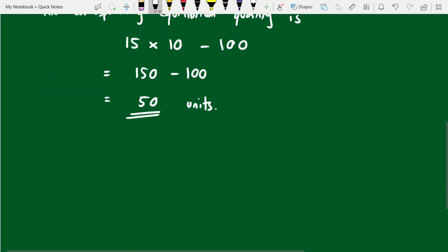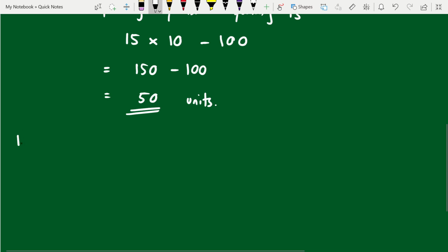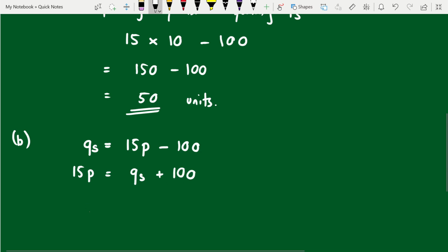Okay, part B. We're asked to rearrange the equations from above for P in terms of QS and P in terms of QD. Let's just do that for the moment. We'll start with the first one. QS is equal to 15p minus 100. We'll rearrange to isolate 15p on one side. That will give us 15p is equal to QS plus 100, and then we'll divide both sides throughout by 15. That will give us 1/15 QS plus 100 over 15.